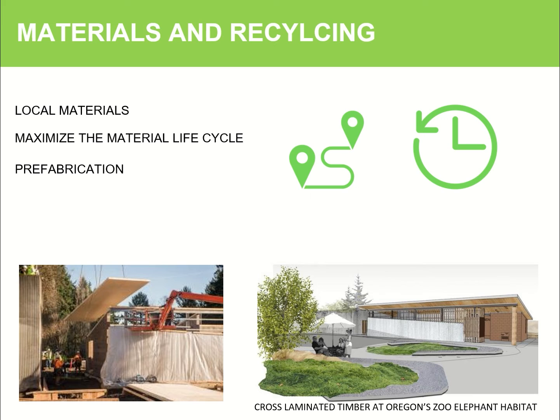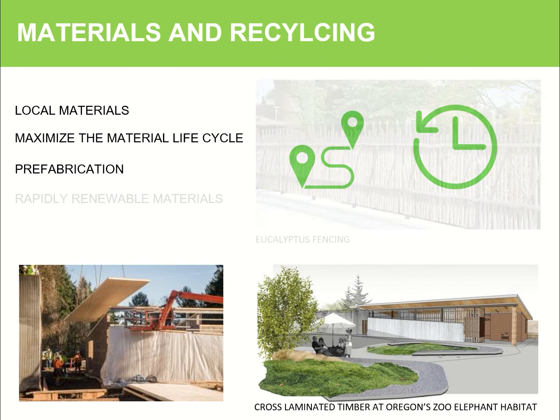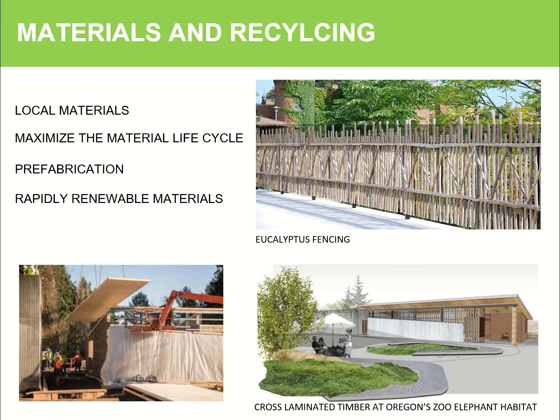building site. One big advantage of this is less disruption of the site and even less waste produced in the production process. And lastly, choosing rapidly renewable materials like the eucalyptus fencing we see here. These include materials with a harvest cycle of 10 years or less and generally result in lower environmental impacts.